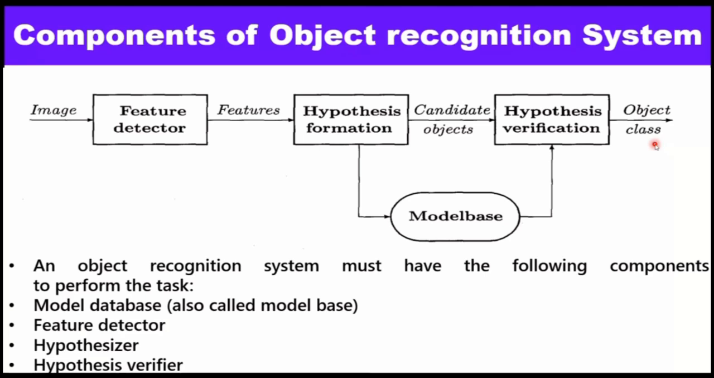We are recognizing means what? We are identifying that object. This is a hexagonal bolt. This is a circular bolt. Likewise.